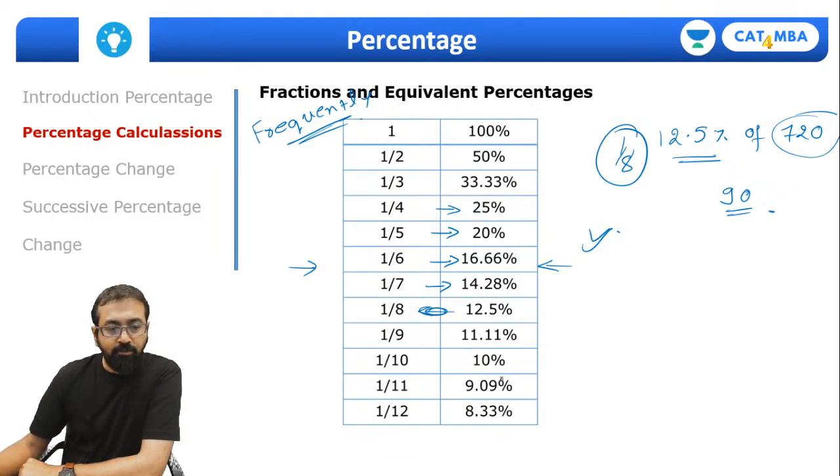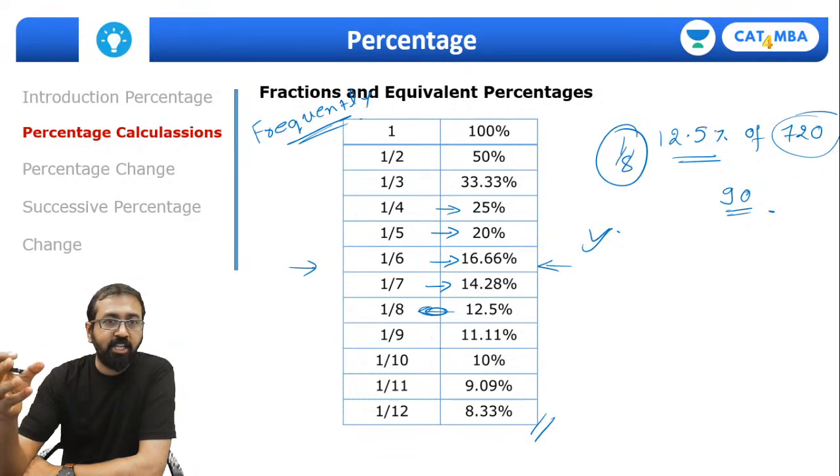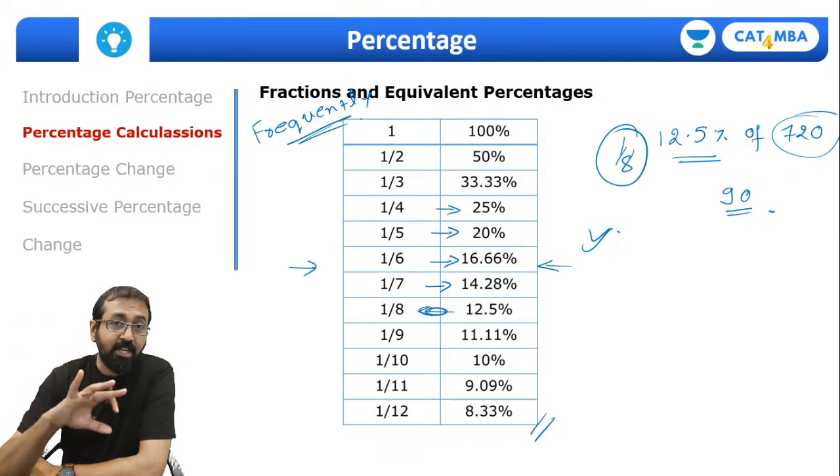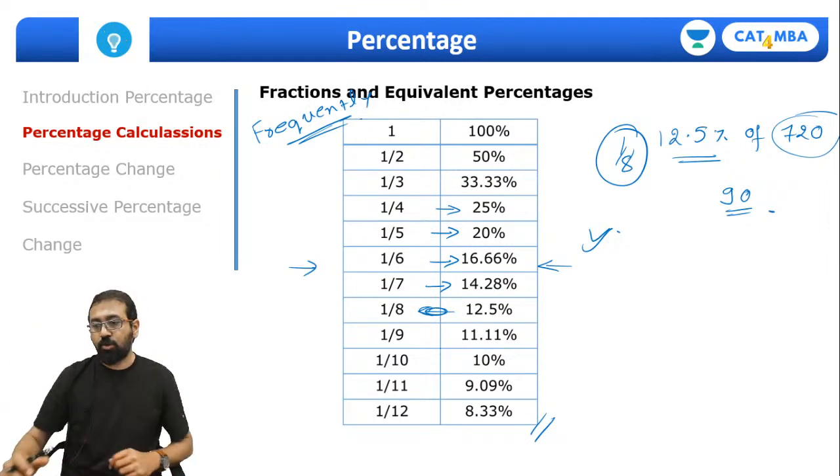Fine. So if you can remember up to 1 by 12, it would be a great help to you. So after this we are going to discuss profit and loss, and then SICI, and even ratio, proportion, mixture, allegation, and also everywhere you will require to use these percentages, and these fractions will become very handy. So I'll show you that once we come to those concepts.